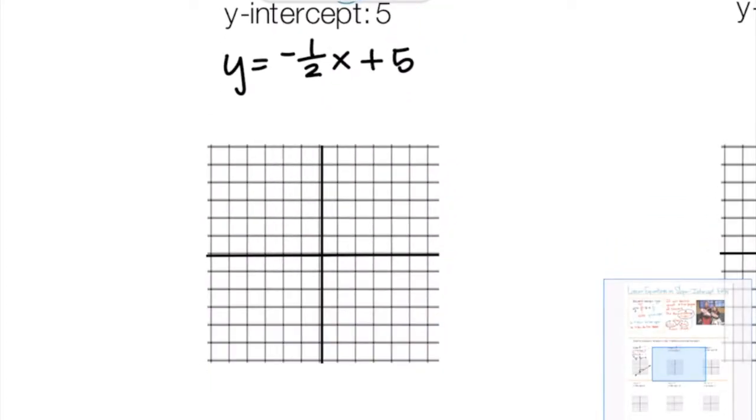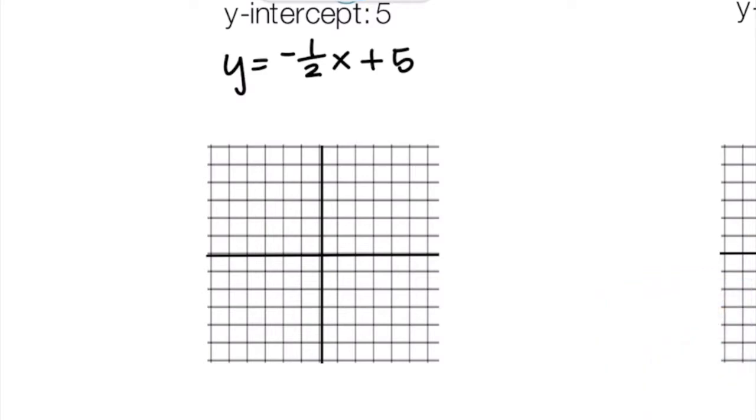So now let's plot it. So we're going to plot the y-intercept first, or we could say that the line begins here at 5, and then from there, it moves. How does it move? It moves down 1, right 2. We've got two points, so now we can connect those 2 points and extend our line.